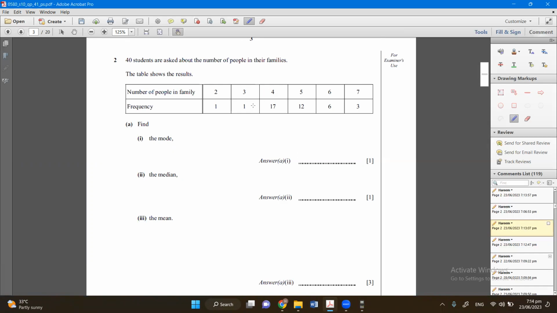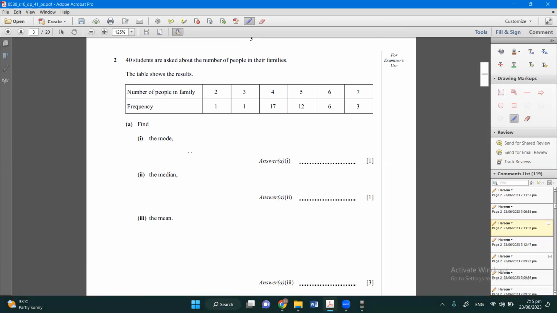Let me explain the table. They are saying that only one of the 40 students had a family of 2, and only one student had a family of 3. There were 17 students who have 4 family members, 12 have 5, 6 students have 6, and 3 students have 7 family members. So what we have to do is find the mode.